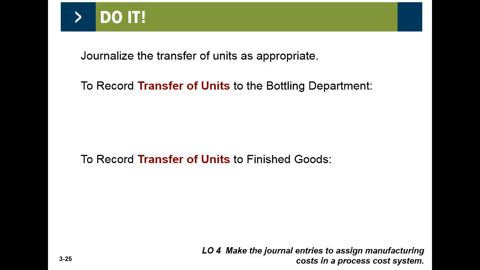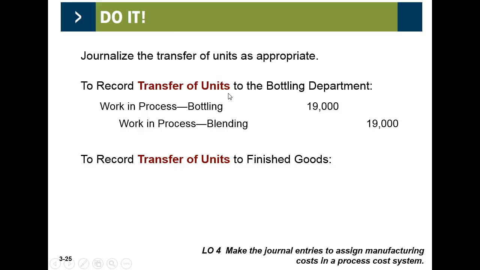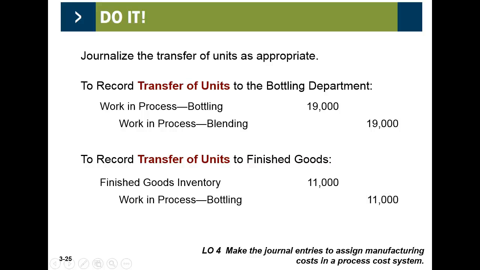Now, how do we transfer the units? How do we take the units out of the one process and put them into bottling? We debit our bottling, and we're crediting our work in process blending. Once the blending is done, we remove it from blending, debit it into bottling. Okay? It's all assets, it's all an inventory account, it's going through a system, a flow. And then once they're done, we're going to take it out of bottling and put it into finished goods. Okay?